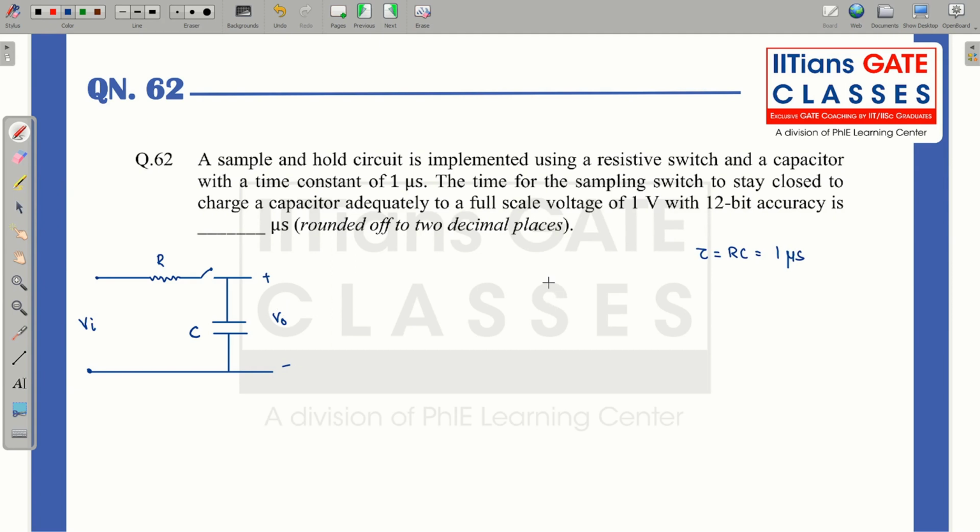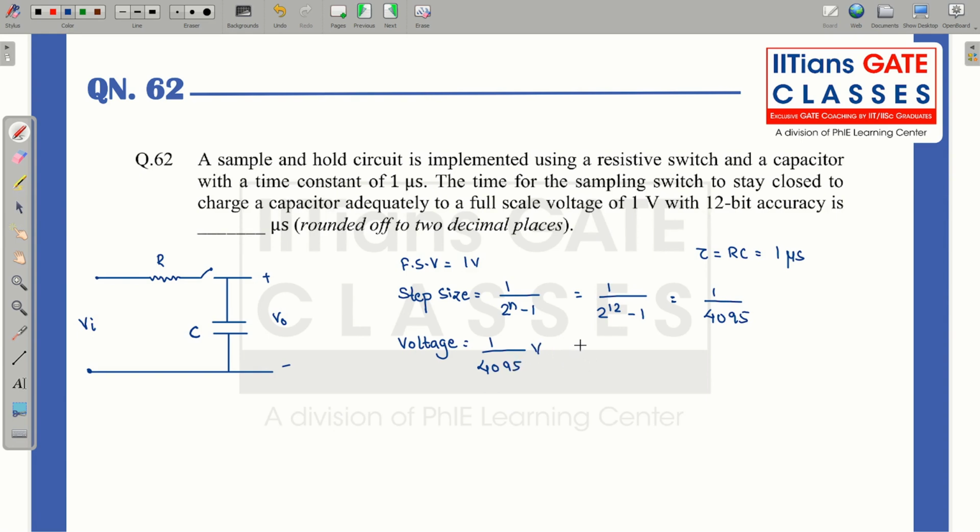So now here we know that the full scale voltage is equal to 1 volt, and the step size is equal to what? Step size is 1 divided by 2 to the power n minus 1. Here it is 12 bit, so this will be 1 divided by 2 to the power 12 minus 1. 2 to the power 12 is 4096, so this will be 1 divided by 4095. So this is your step size. So for a single step, the voltage will be 1 divided by 4095 volt.